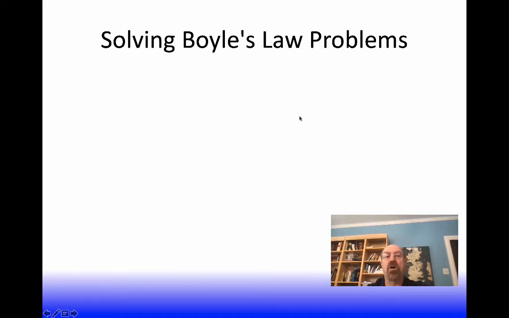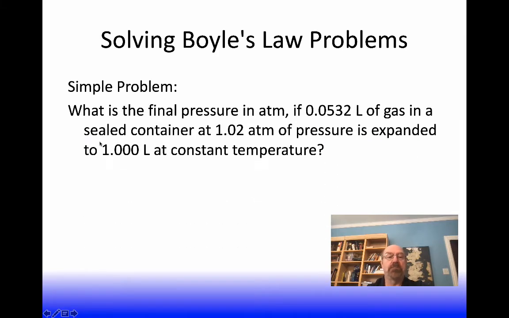Now, how do we solve Boyle's law problems? Okay, so here is a simple problem. What is the final pressure in atmospheres if 0.0532 liters of gas in a sealed container at 1.02 atmospheres of pressure is expanded to 1 liter at constant temperature? Now listen, here's the key things. Temperature doesn't change. It's a sealed container. That tells you that the number of particles, the moles of gas, doesn't change. So Boyle's law is a valid representation of the relationship between volume and pressure in this case.